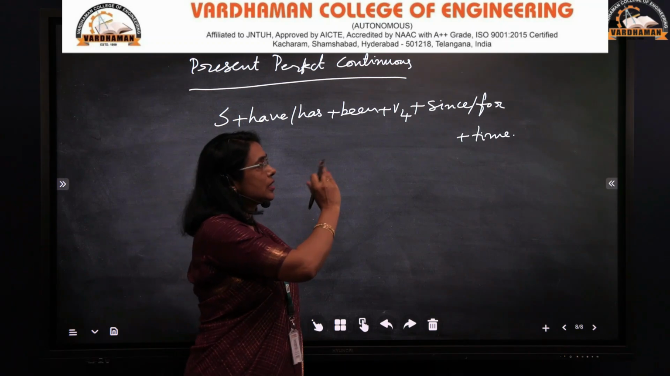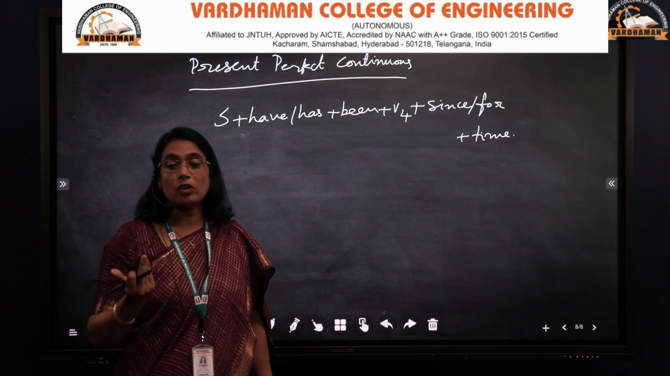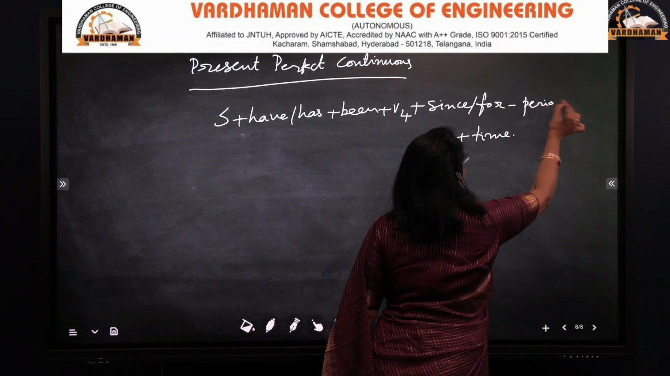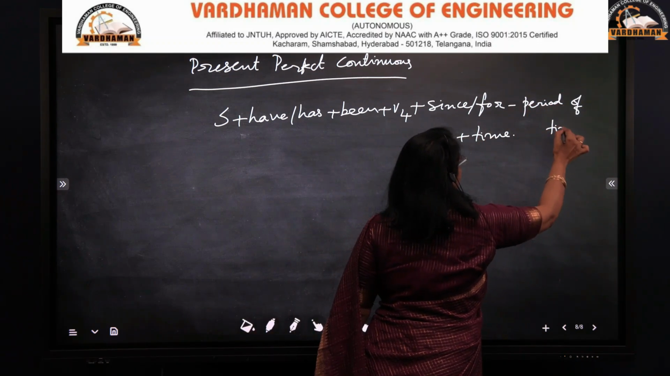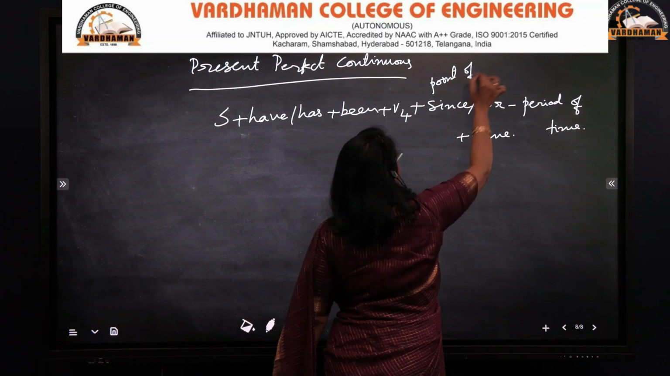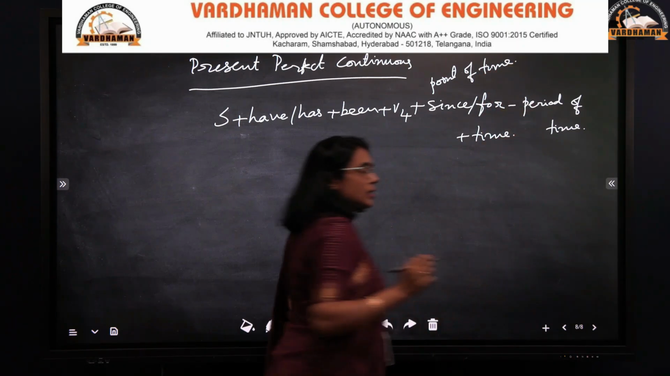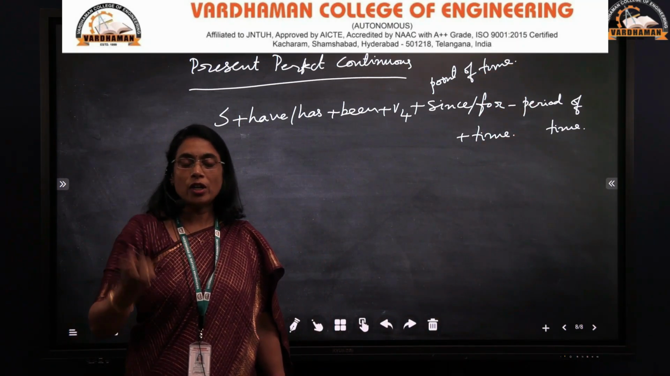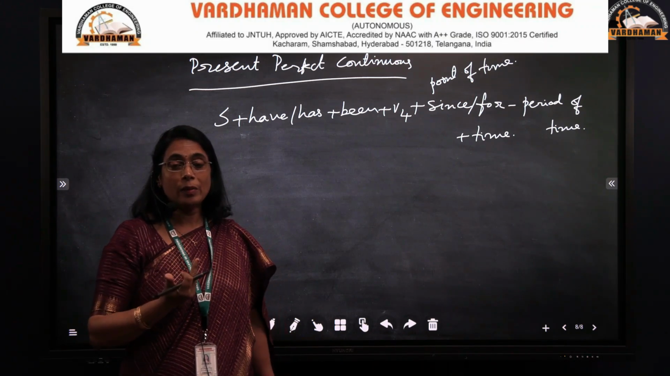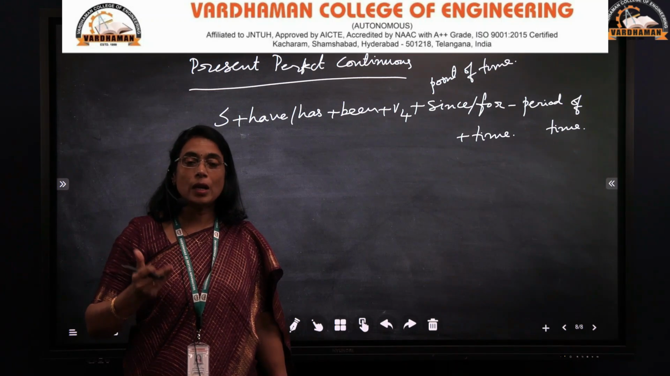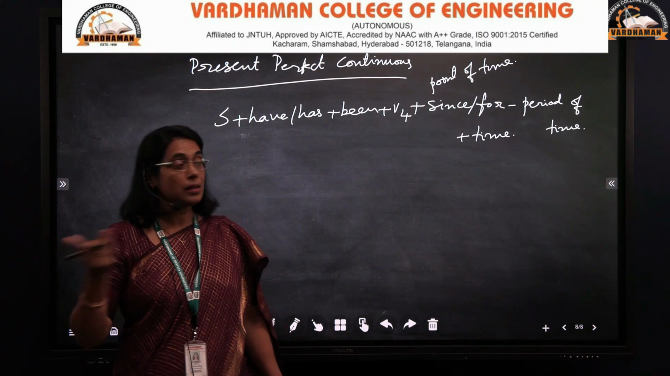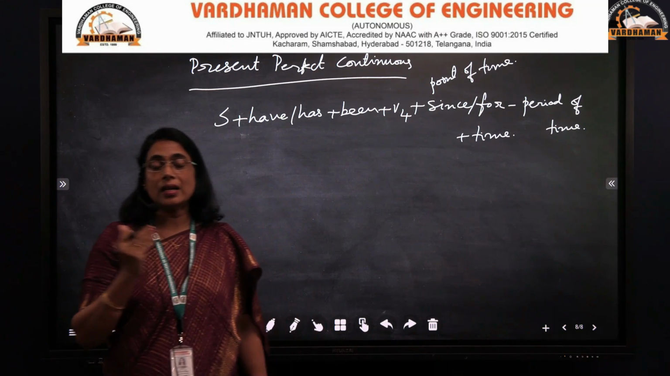And where should we use since and where should we use for? For is used for period of time. Since is used with point of time. Then what is the difference between point of time and period of time? Point of time means since yesterday, since last week, since morning, since 9 o'clock. Period of time means we talk about 2 hours, 3 minutes, for a long time, 3 years, 3 months, 2 days. That's the difference between since and for.